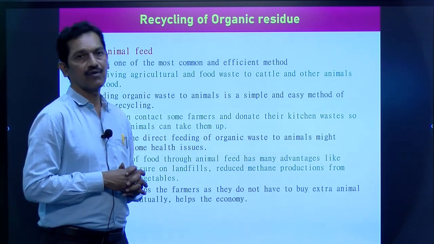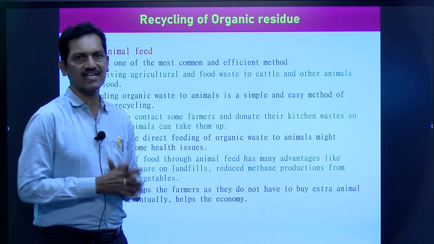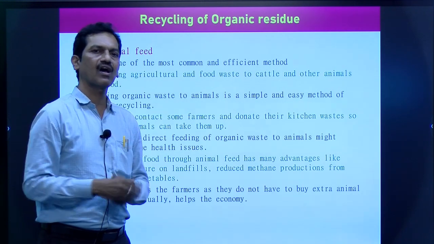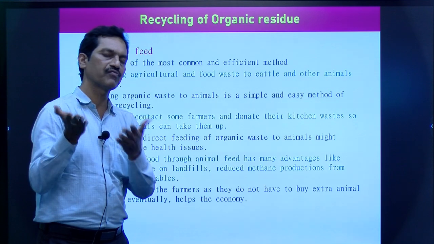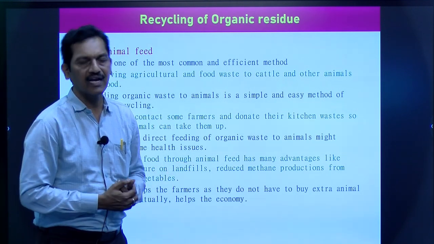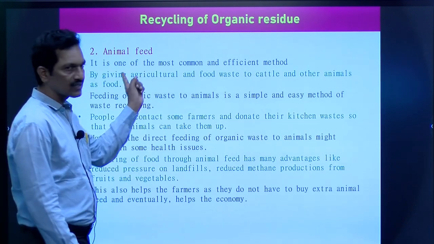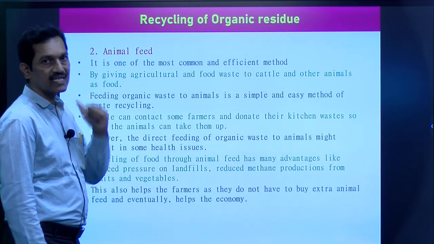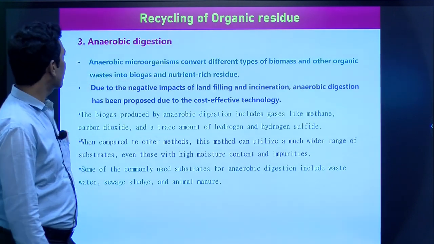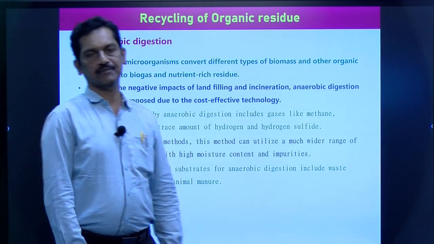and it eventually helps the economy also. When a farmer possesses cattle, after harvesting the crops and grains, this straw is directly used by the farmer himself for his own cattle as cattle feed. So, that is the second recycling method, that is animal feed. And the third one is anaerobic digestion.